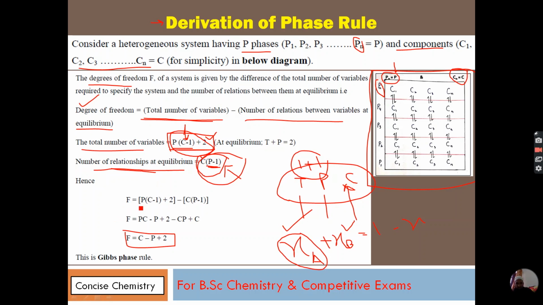Then we can do easily, we'll subtract the total number of variables minus the number of equilibrium relationships. Then we solve this, we'll get F is equal to C minus P plus 2. That is your Gibbs phase rule. ठीक है, so this is all about our today's class. So I hope you understood it. If you still have a question, you are free to write down on my personal number as a message.